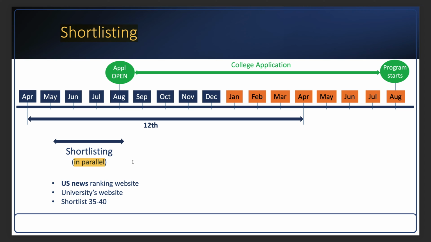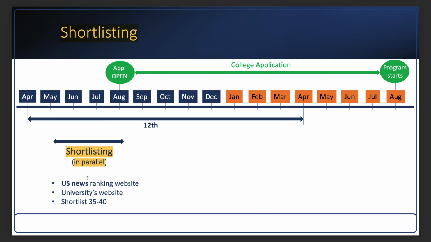It takes time. I would recommend starting to shortlist universities in the month of May and going all the way to June, July, and maybe a little bit in early August. I wouldn't recommend lingering on into the later half of August or September, because you have plenty of other things to do once your applications open up.